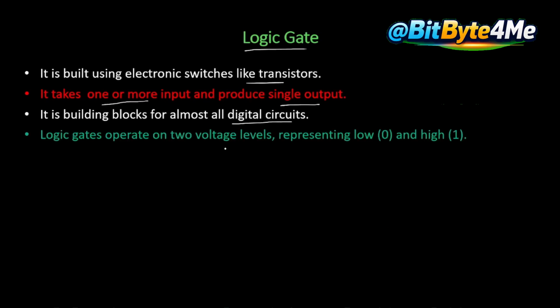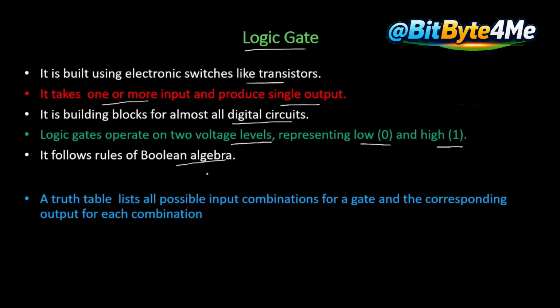Logic gates operate on two voltage levels representing low, 0, and high, 1. So it has only two levels. It follows all the rules of Boolean algebra.